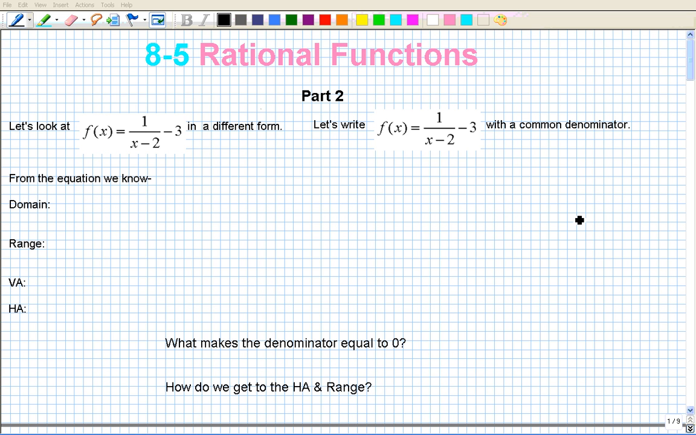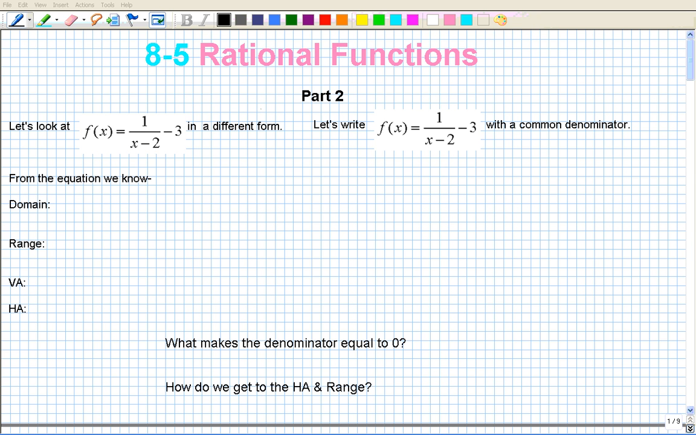Hey everyone, here's part 2 of rational functions from chapter 8 section 5 of your textbook. This one is going to be the longest of the 3 videos, and then we'll have a shorter video again tomorrow. But let's go ahead and get started and make sure you take notes on this video. You need to write down all the examples that I'm doing and take just really good notes.